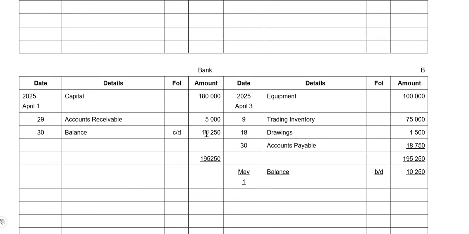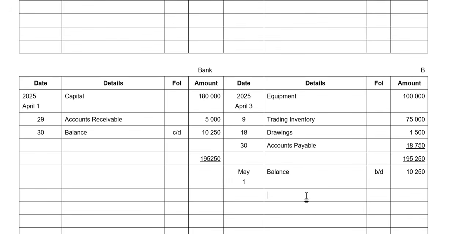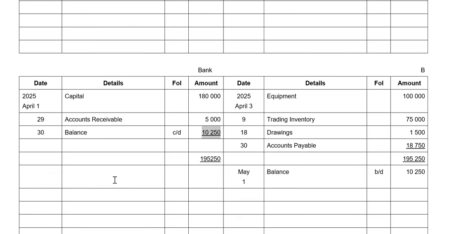Now look, that carried down. We spent more than what we had, but luckily we had an overdraft facility. And the balance ended up now on the credit side, saying that we actually owe the bank money. So we've gone into overdraft. That looked a bit untidy. So we take away the underlining. Looks a bit better. So now I've balanced the bank account.